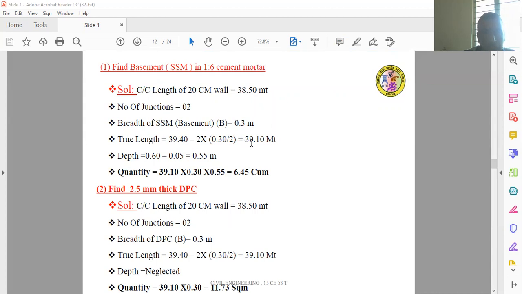After getting the length, you know the width is 0.3 meter. By knowing the depth is 0.5 meter from the cross section, you can easily find out the quantity, which is 6.45 cubic meter.